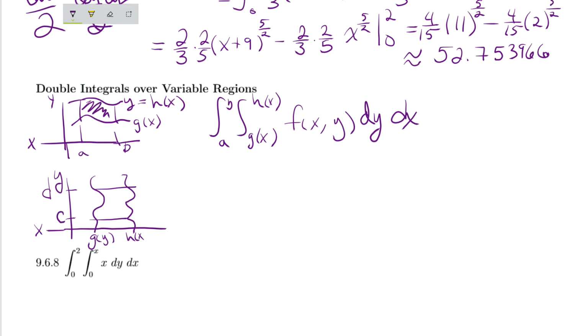Notice these are functions of y, not functions of x. Usually one of these is easier to do than the other. I usually put the constant ones on the outside because it makes your life easier. So these will be the y ones. So this will be from C to D, and then we go from left to right this way and down to up this way. g(y), h(y), f(x,y).